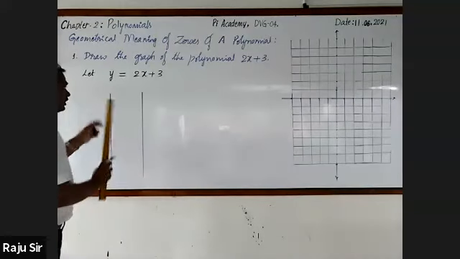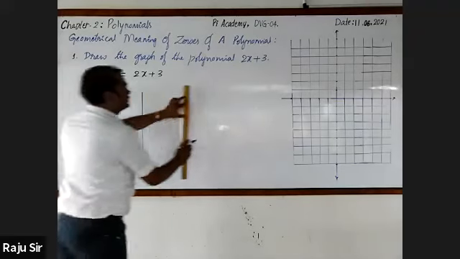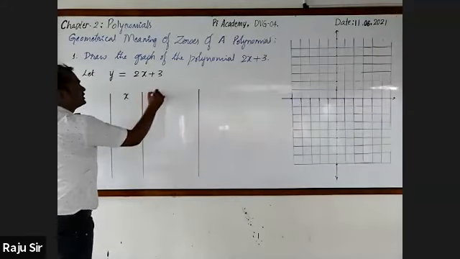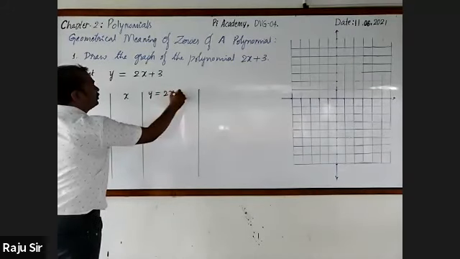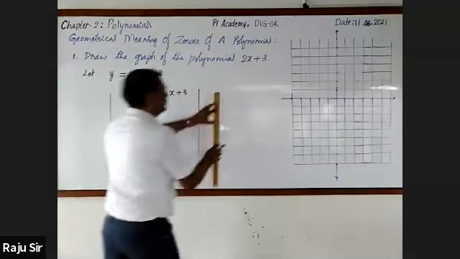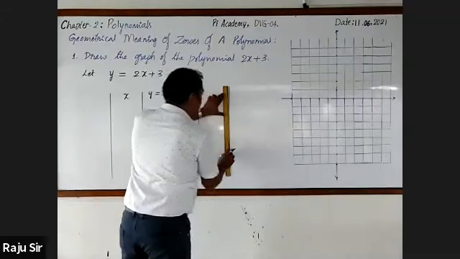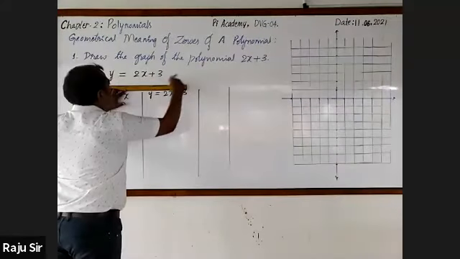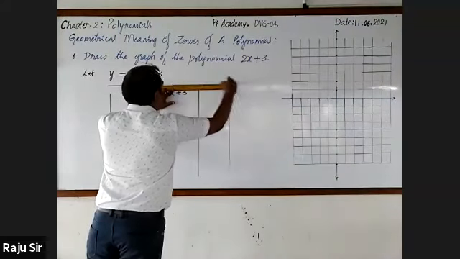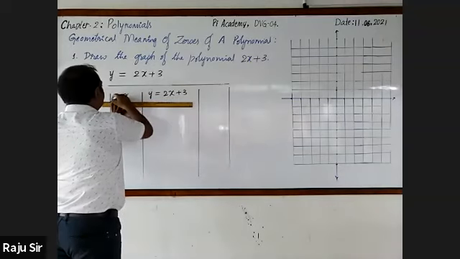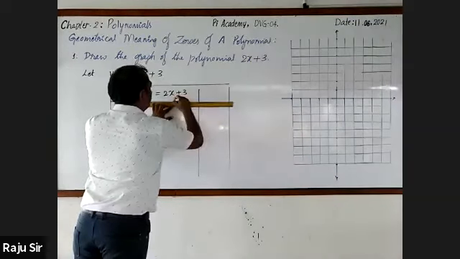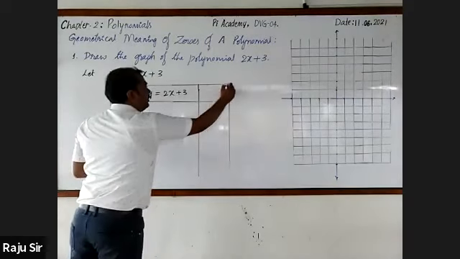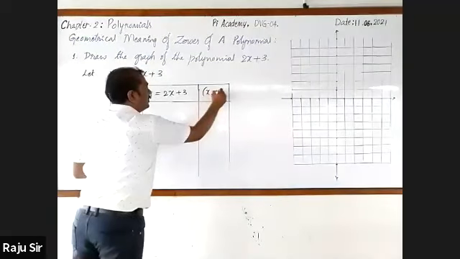First column is for x. Second column is for y, that is the given polynomial, y equal to 2x plus 3. Then the third column is for the ordered pair. That is the space used for writing the coordinates of points. Yes, this is x comma y.